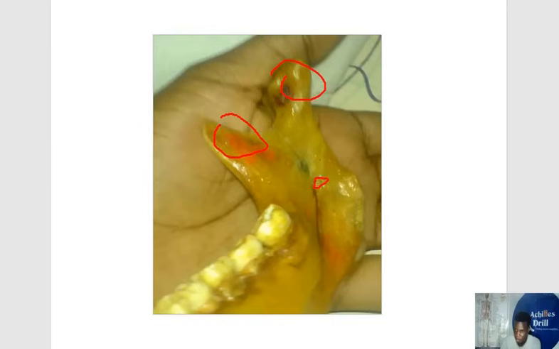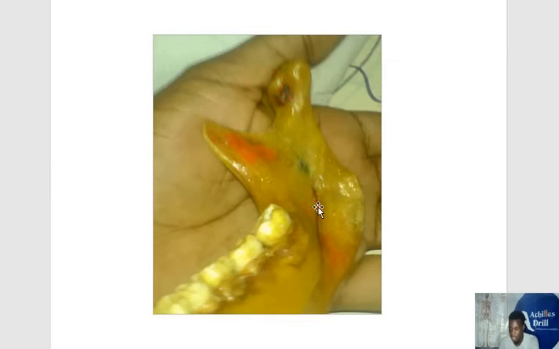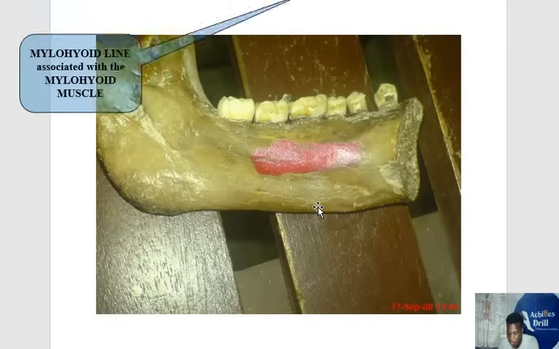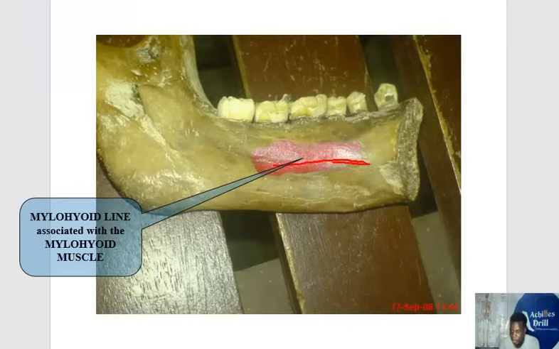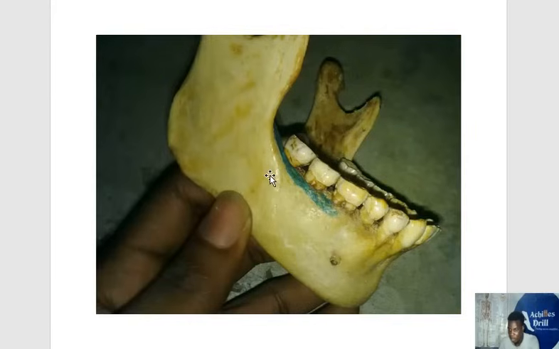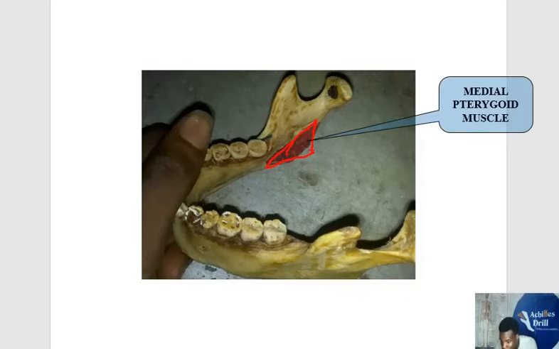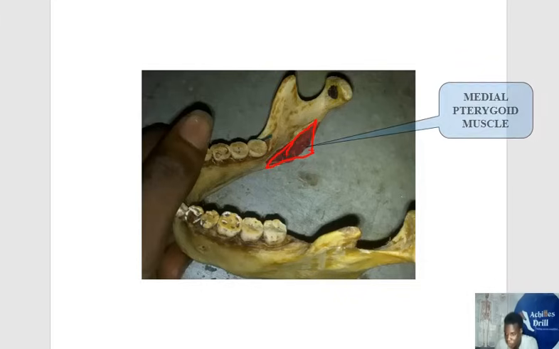How about this tubercle here? The lingula, associated with the sphenomandibular ligament. What else? This is the mylohyoid line. The mylohyoid line is associated with the mylohyoid muscle. We've established this already. Then take a look at the interior part of the ramus. That angle right here, the angle of the mandible, is associated with what muscle? Remind me? The medial pterygoid muscle.